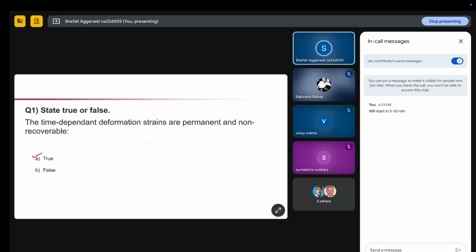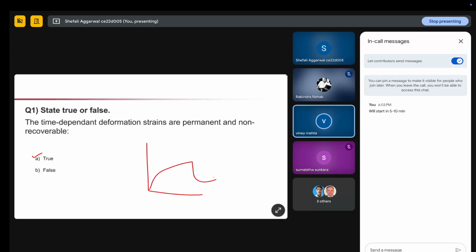So if you remember our graph, it looked like this, right? So this is your elastic recovery period. So when you are unloading it, they can be recoverable. So the answer is actually that time dependent deformation strains are permanent. Okay, sorry, this is about creep only. So if we talk about basic creep, it is not completely recoverable, it is almost permanent.